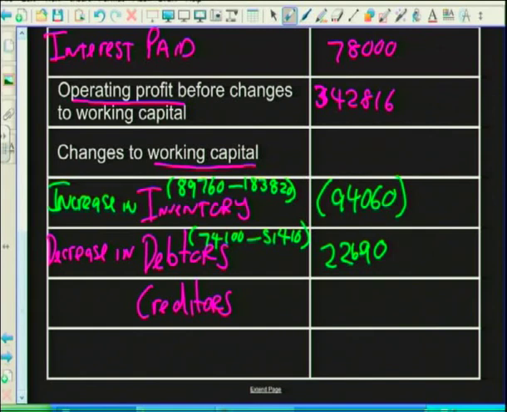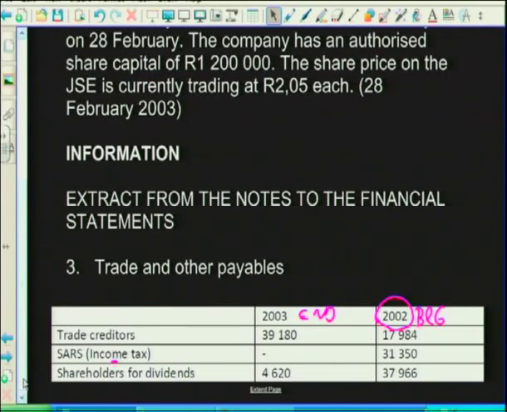Okay, right, the very last item for working capital is our creditors. So let's now go to the information about your creditors. Trade and other payables, your trade creditors, that's what we're looking at. Trade creditors, 2003, 39,180, 2002, 17,984. So again, let's compare. We're comparing 2002 with 2003, and immediately we see that there's been an increase in your trade creditors. Let's now record this in our note.